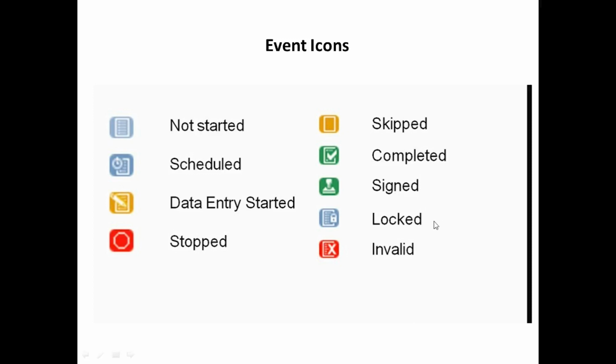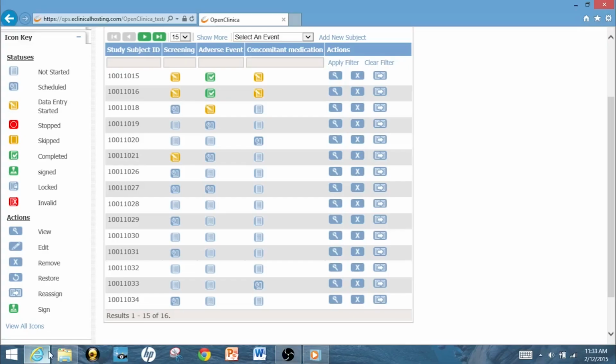Locked means the data is locked. OpenClinica locks by event. So all data by that event can no longer be modified, or data cannot be entered into the CRFs for that event. If you need to unlock something, you have to contact your QPS project manager. Invalid means that data entry has been stopped, and there's a problem with the event or some problem that has to be investigated.